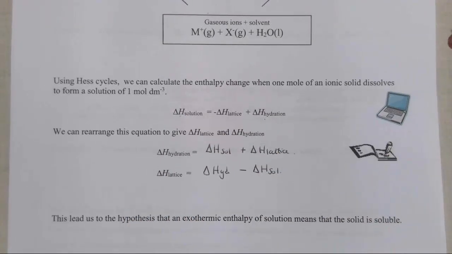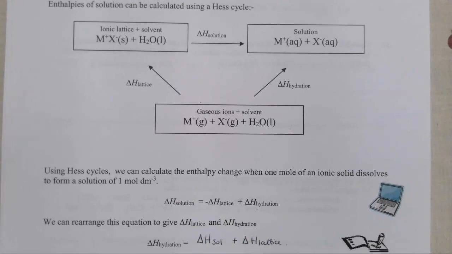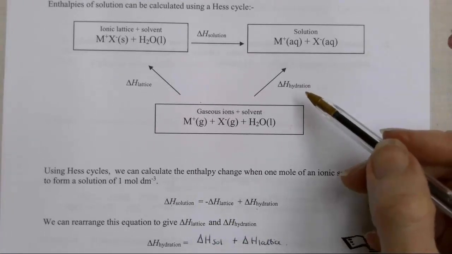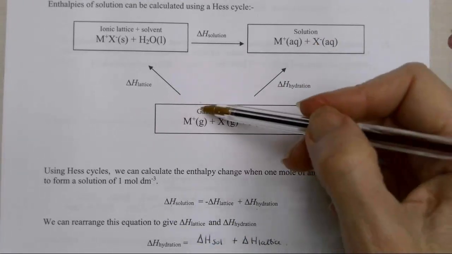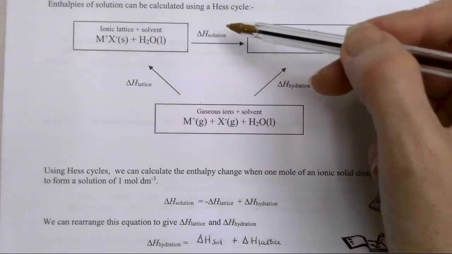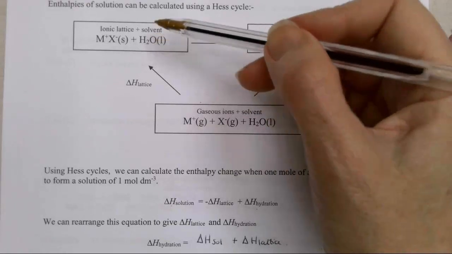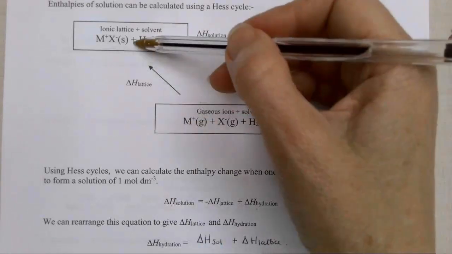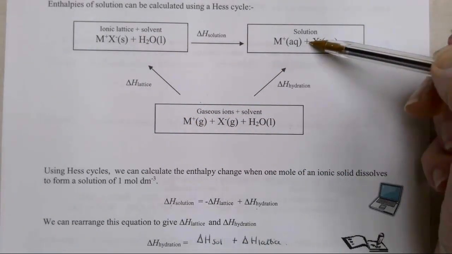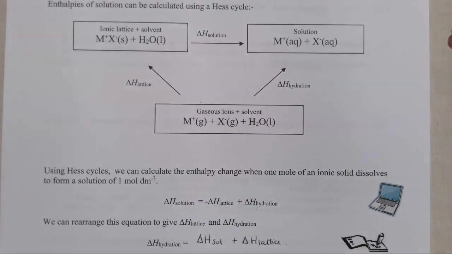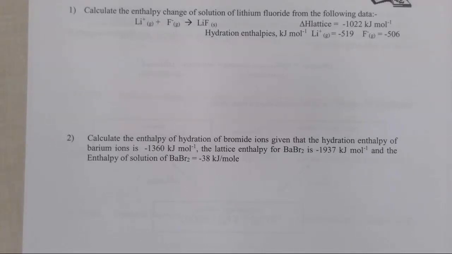You can also look at that on the diagram here. If I want to work out hydration, this one is going to be plus the lattice plus solution. If I want to work out lattice, it's going to be this one. It's going to be plus the hydration minus the solution. So you can work out all of them. Okay, so we have a couple of these to try on the next few pages. So I'm just going to go through the first example with you, and then I'm going to let you have a go at the others.